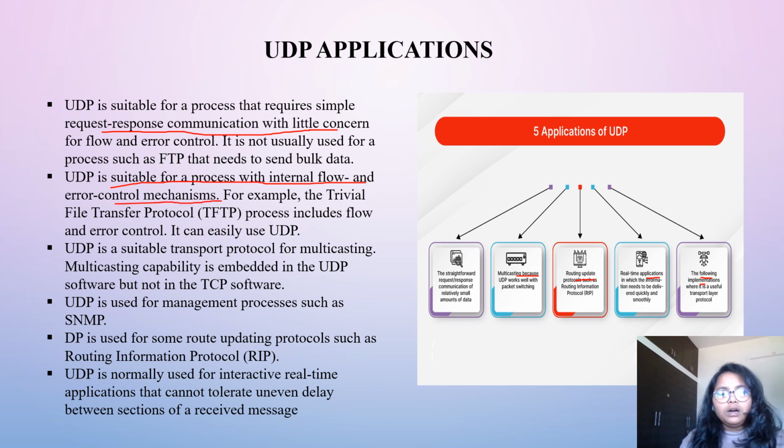UDP is suitable for a process with internal flow and error control mechanisms. For example, the Trivial File Transfer Protocol process includes flow and error control. It can easily use UDP because UDP does not have flow control and error control.